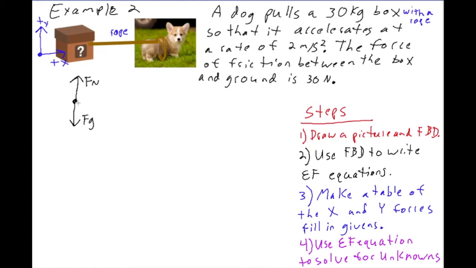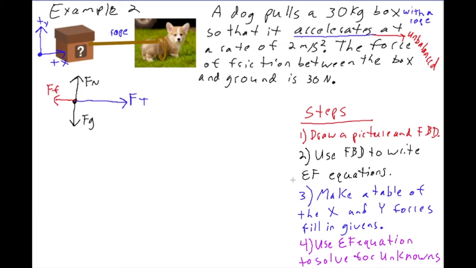Next, I'm going to label my forces acting in the x direction. I see a rope, which means that I'm going to have force tension pointed to the right. And then back to the left, I'm going to have force friction. It's important to note that the box is accelerating. So what does this acceleration mean? Well, the accelerating is just referring to the fact that there are unbalanced forces here. That's going to tell me that force friction is smaller than force tension.